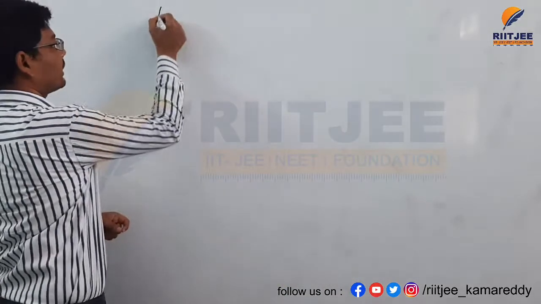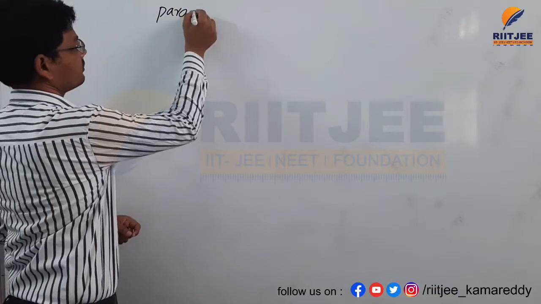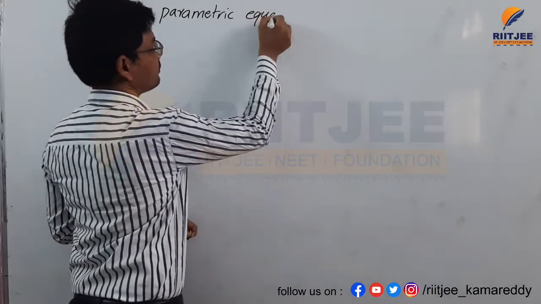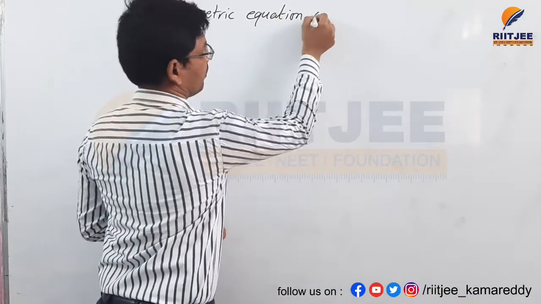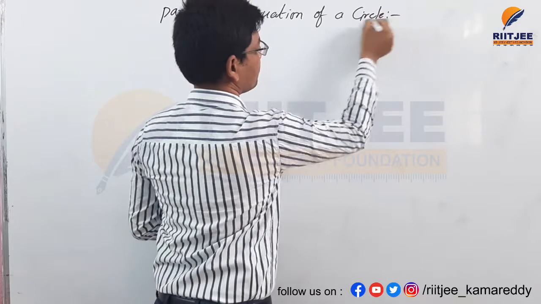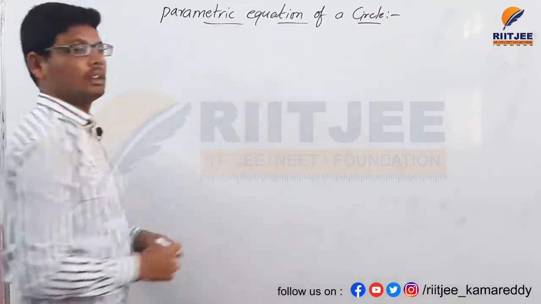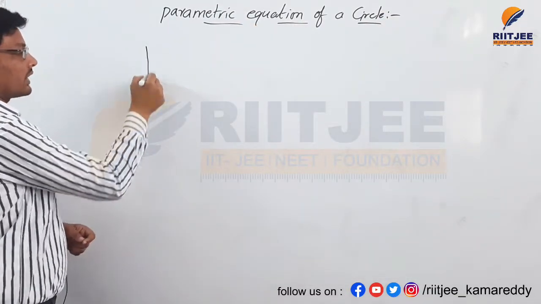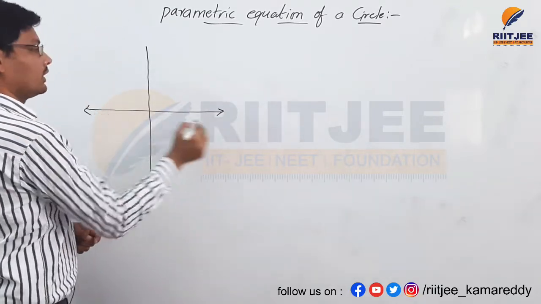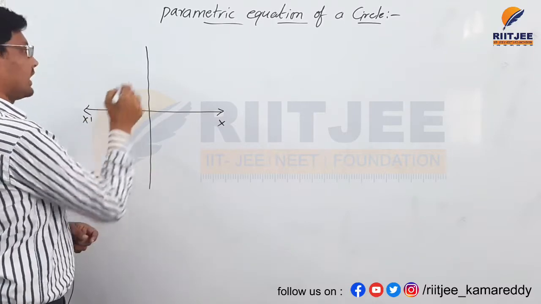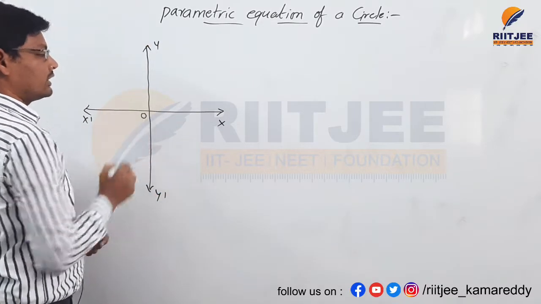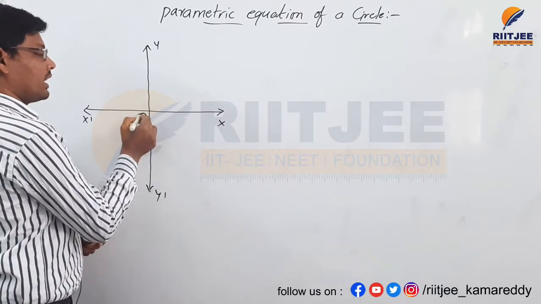The parametric equation of a circle. Let us take the coordinate axis here. This is x axis, x dash, y dash, and O is the origin here.